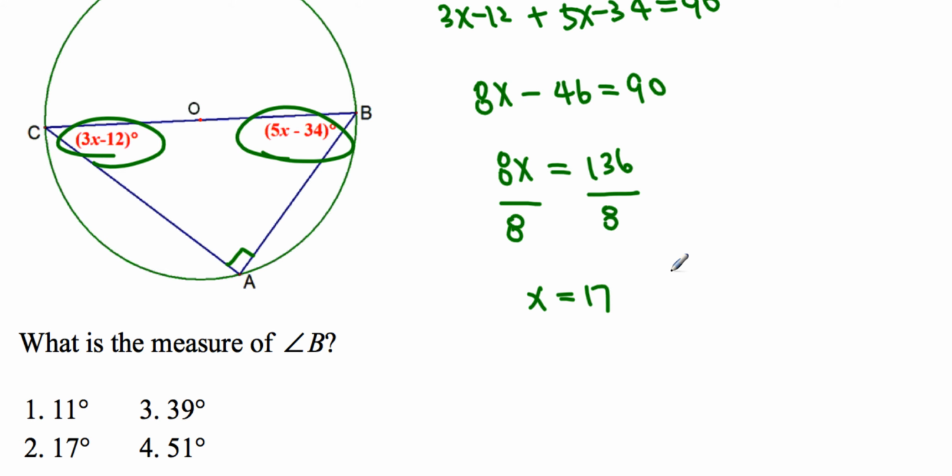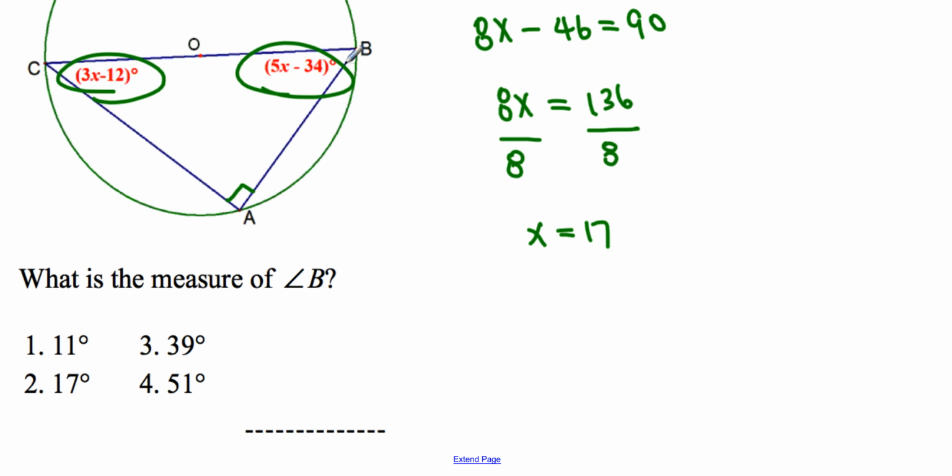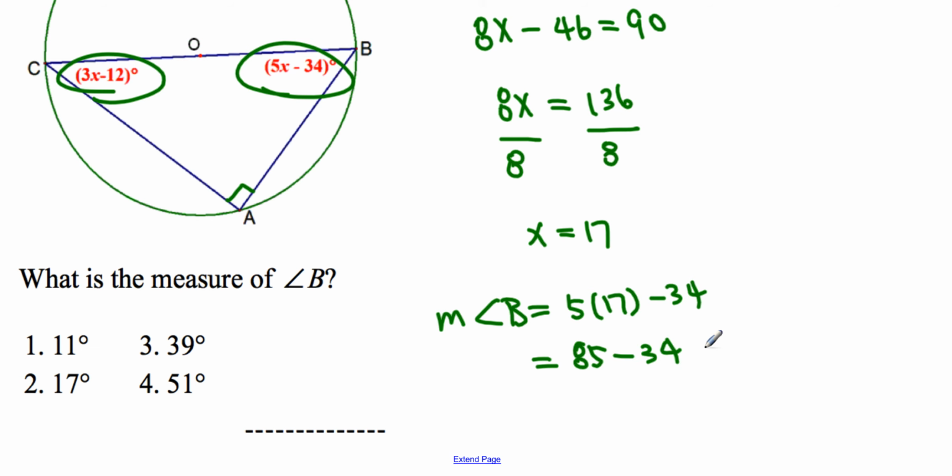Now, x equals 17, but we want to find out the measure of angle B. So the measure of angle B is 5 times 17 minus 34. So 5 times 17 is in fact equal to 85, minus 34. So we end up getting 51, which is choice 4.